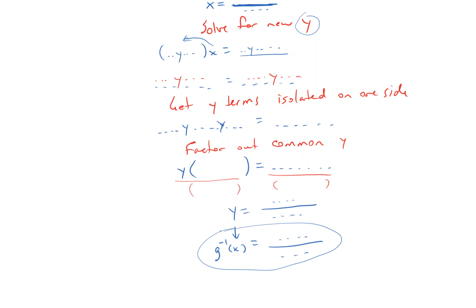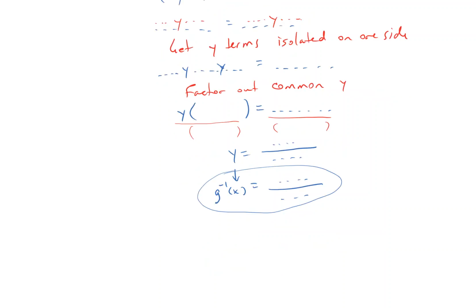So pause the video, rewind if you need to, and go back and get all this figured out. And when you're ready, come back and I'll show you the right answer. Now if you did everything right, your answer should be equivalent to 5x plus 3 over 1 minus 2x.